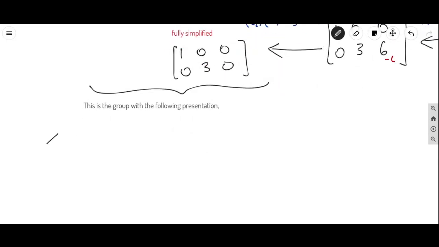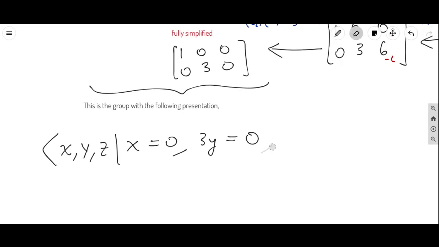You have 3 generators, X, Y, Z. The X generator has the condition 1X, 0Y, 0Z. So you're saying X is 0. This just means this generator was the identity element, so you can forget about it. You can eliminate it. This one is saying that 3Y is equal to 0. And there's no condition on Z, right? There's no condition on Z.